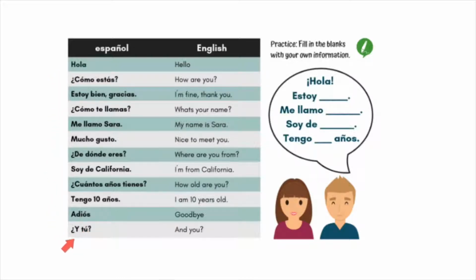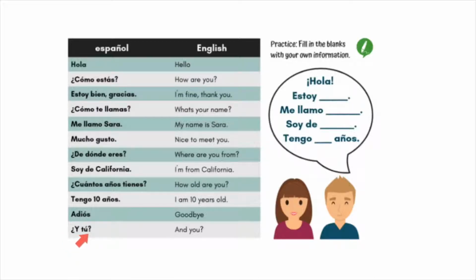One really important thing I want you to remember is y tú. This is going to be really helpful when you're on the Flipgrid and you want to ask someone a question or someone asks you a question. You answer it, and then to ask it right back to them, you can say y tú. It keeps the conversation going. It makes it less of an interrogation and more of a conversation, and it gives you a chance to kind of relax and breathe and think about what you're going to say next.